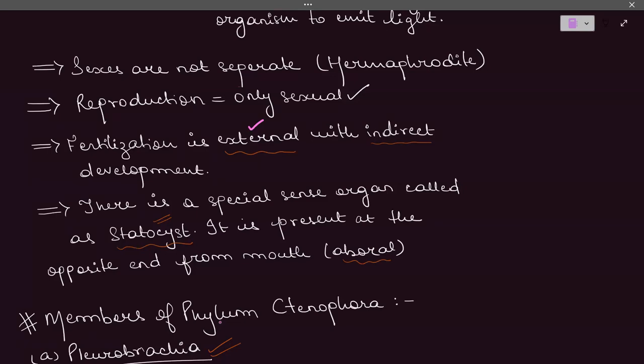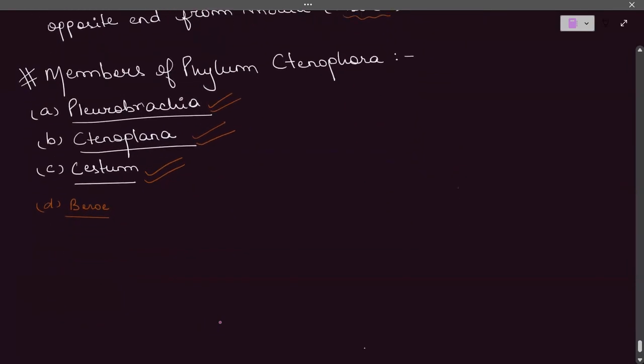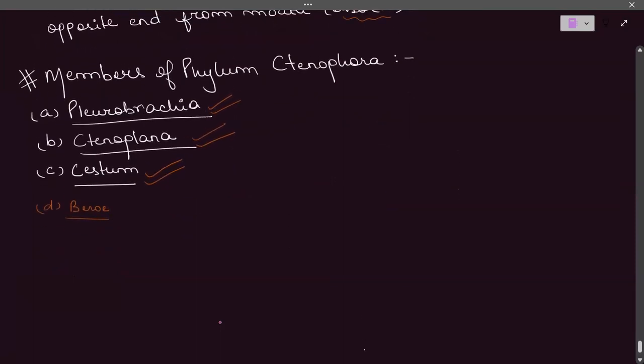There is a special sense organ, which is known as statocyst. It is present at the opposite end from the mouth, meaning the aboral end. If the mouth is here, it is present at the opposite side. And it is known as statocyst. It is a special sense organ. The members of phylum Ctenophora are Pleurobrachia, Ctenoplana, Cestum, and Beroe. These are the following members of the phylum Ctenophora.